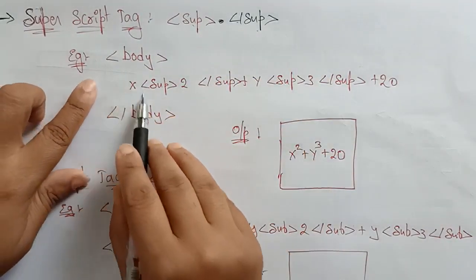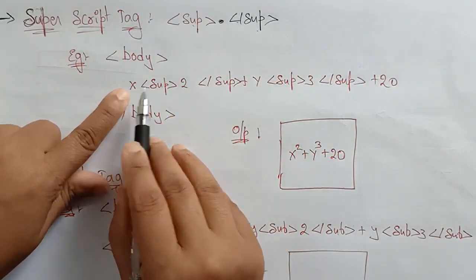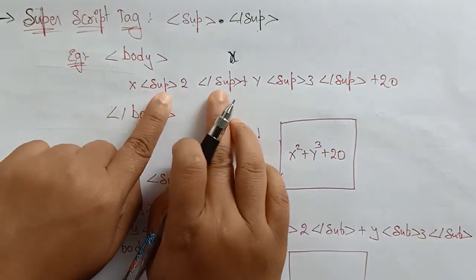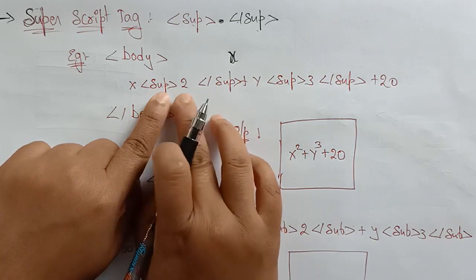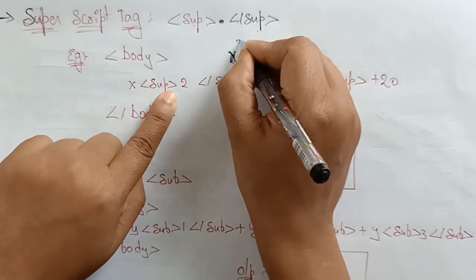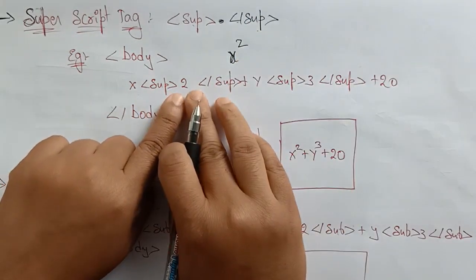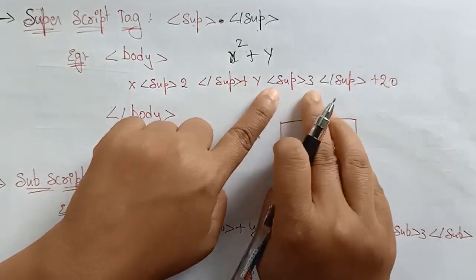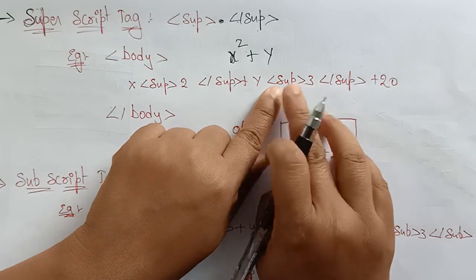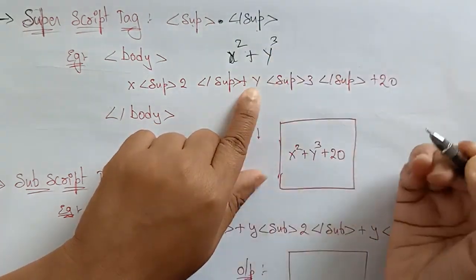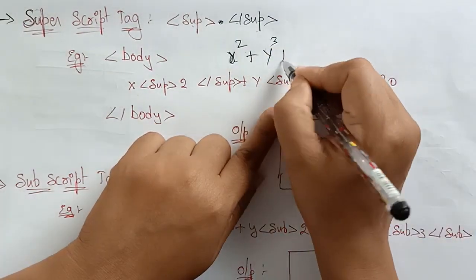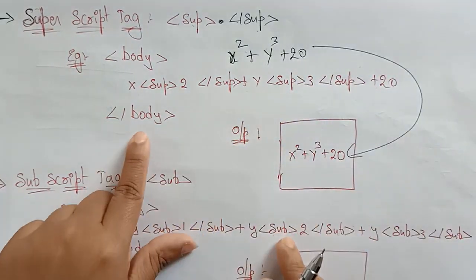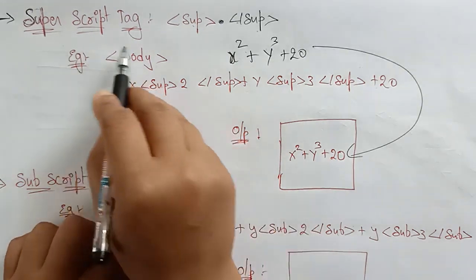So let's see the body. Here X is there, so X, sup, and in between the opening and closing there is a 2, so that is X power 2. Again the plus is there and here the Y is there, and in between the sup tag 3 is there, meaning Y power 3 has to be printed, and plus 20. So this message is printed on the page and the body should be closed. So this is the use of the sup tag.